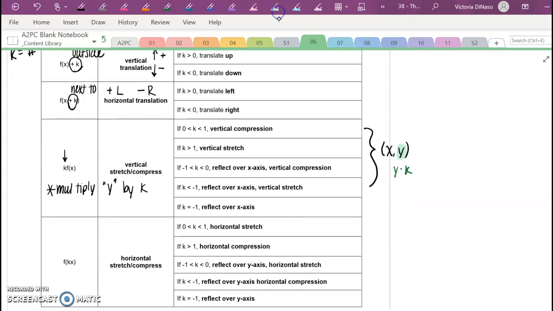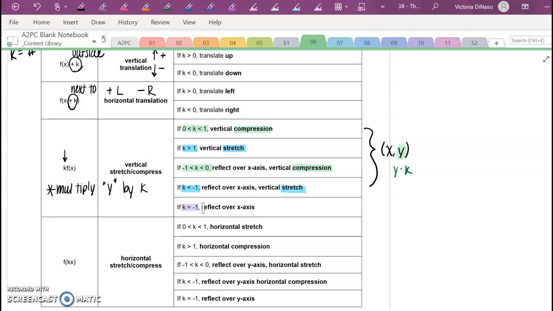You'll see it says compression, or we have vertical stretch. So you can refer to the inequalities to figure out if it's a stretch or compression. They write it right here, but all you have to be able to do is multiply y by k. So you just have to know how to change the ordered pair.